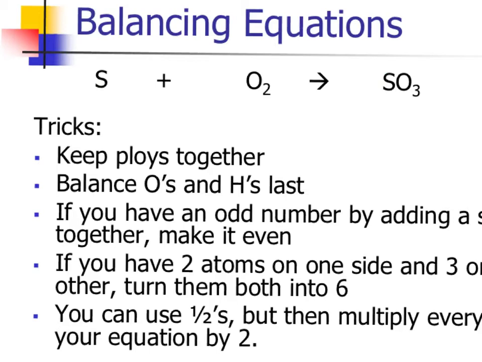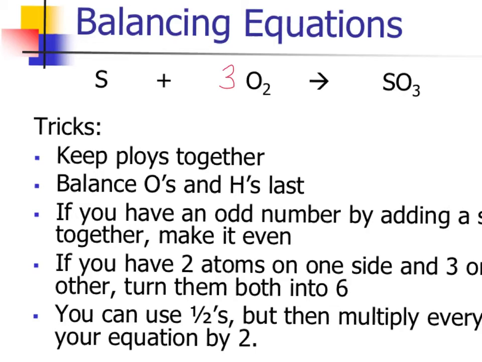Now let's check the oxygens. I've got 2 oxygens here and 3 oxygens here. That's not balanced. I need to make them the same amount. So if I've got a 2 on one side and a 3 on the other, my lowest common multiple is 6. So if I put a big 3 out in front, called a coefficient, that gives me 3 times 2, that's 6 oxygens on the left side.